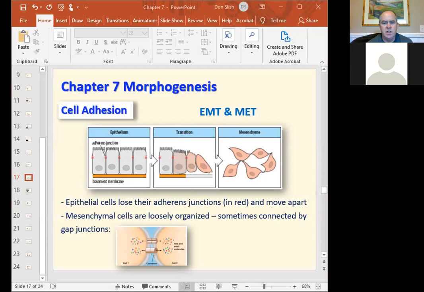Okay, so that's about it. All I wanted to say about that epithelial to mesenchymal transition is about how, again, it's regulation of those cadherins. And when the cadherins let go, then the cells let go.